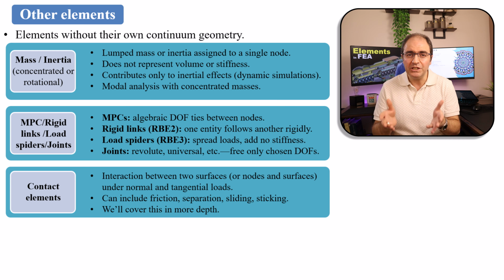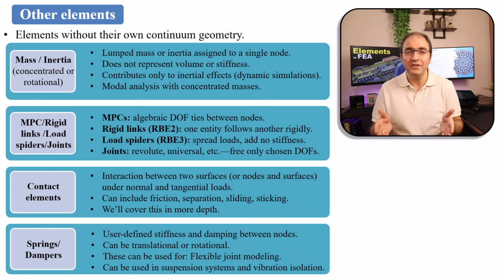Next, contact elements simulate how bodies interact under normal and tangential loads. They can model friction, separation, sliding, and sticking. We'll look at these in detail later because contact modeling has its own complexities. Finally, springs and dampers let you define a stiffness and damping between nodes. They can be translational or rotational, useful for modeling flexible joints, suspension systems, and vibration isolation.